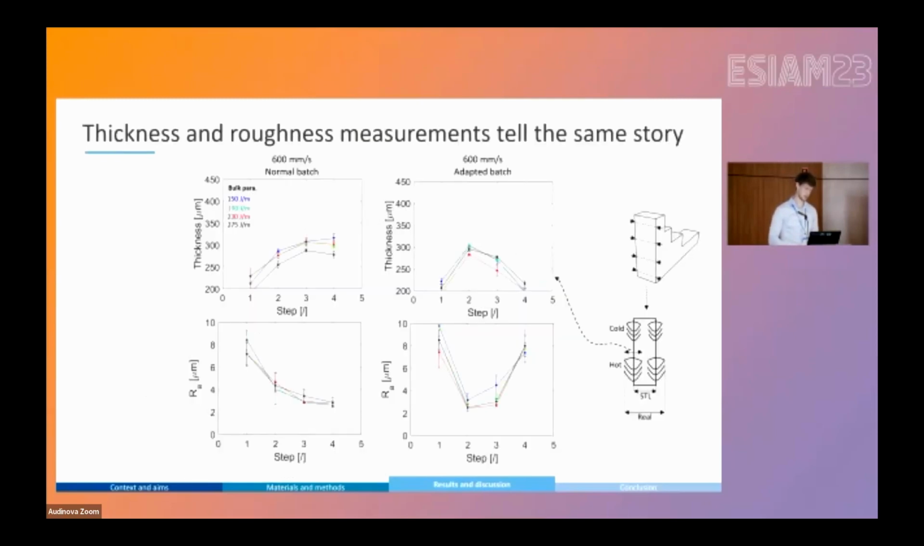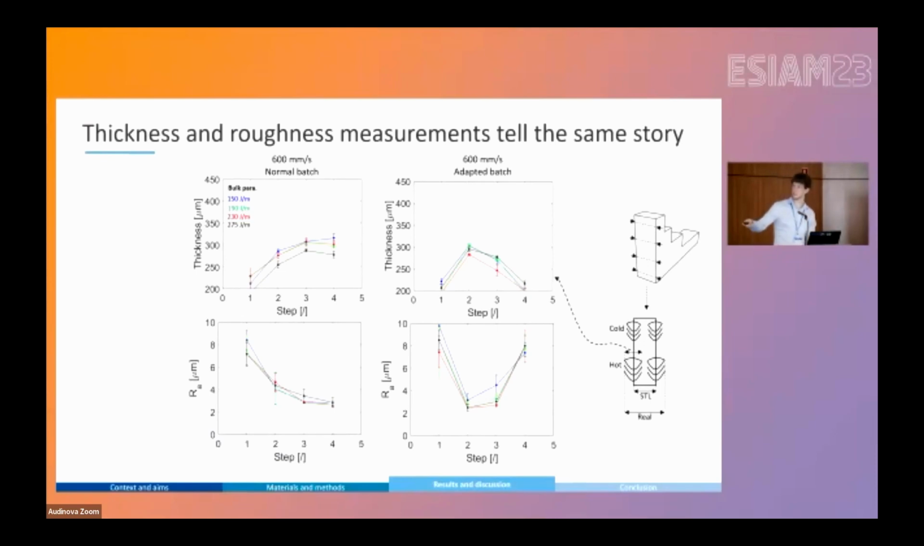So if we take a look at the thickness and the roughness of those samples, you have here the normal batch and here the adapted batch. And the story behind that is quite the same. For the thickness, we see an increase from step 1 to step 2 to step 3, and then a bit of a decrease. The roughness has exactly the opposite trend, and this is the case for the normal batch and the adapted batch. We clearly see that the roughness is decreasing and then reaches a minimum, and on the other samples, the roughness is decreasing and then increasing again.